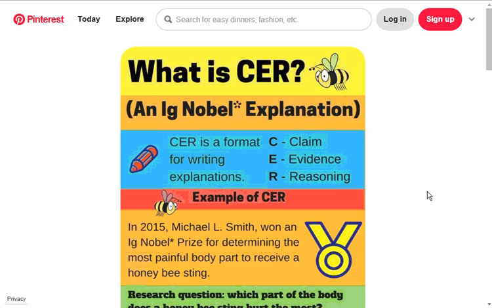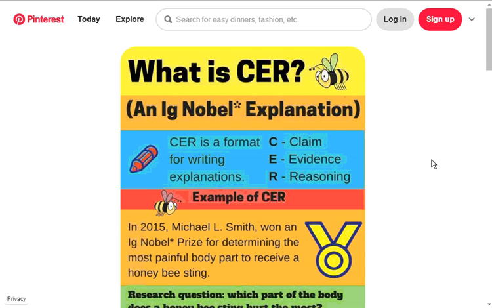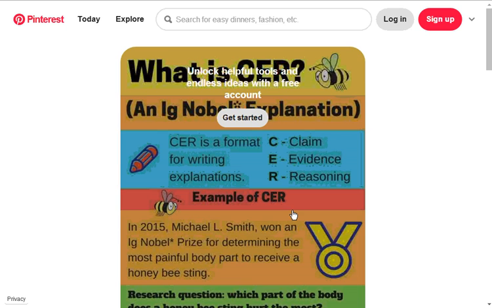This is actually a prize awarded by Harvard, so a very prestigious university, for science that's used for educational purposes, but it's kind of a spoof and kind of funny at the same time. So this fellow, Michael Smith, in 2015, did an actual scientific experiment, and it's in a peer-reviewed journal. I'll bring it up in a moment, where he won a Nobel Prize for determining the most painful body part to receive a honeybee sting.